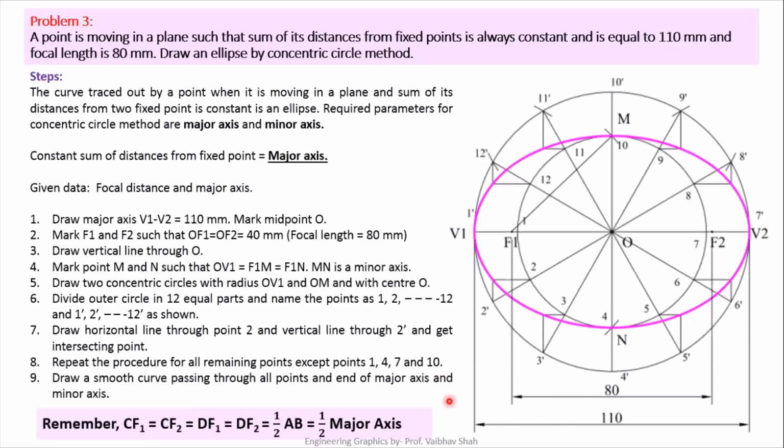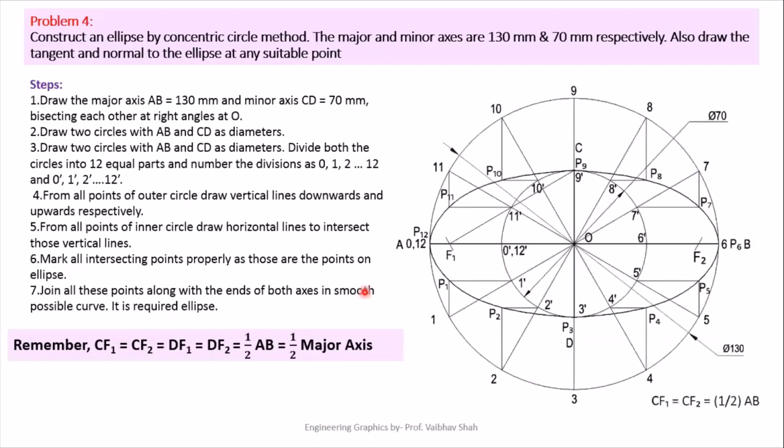So now, this was all. Let us see one more example. Construct an ellipse by concentric circle method. The major and minor axes are 130 and 70 mm respectively. Also draw the tangent and normal to the ellipse at any suitable point. We'll see the tangent and normal in later lectures or later sections. We are just focusing on the concentric circle method in this particular lecture.